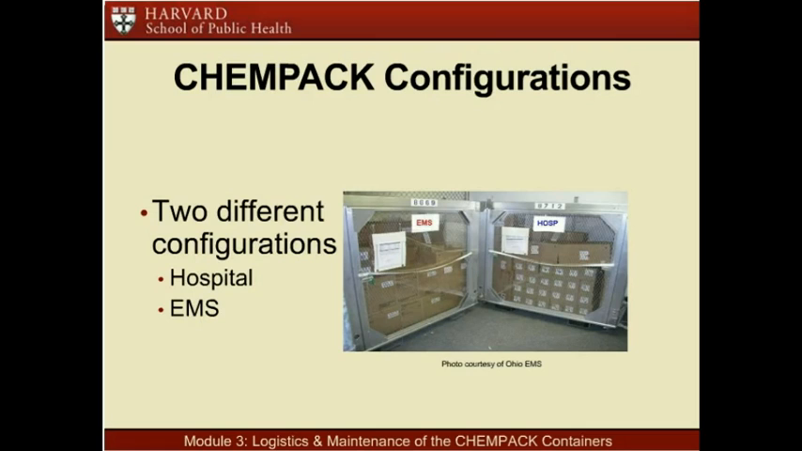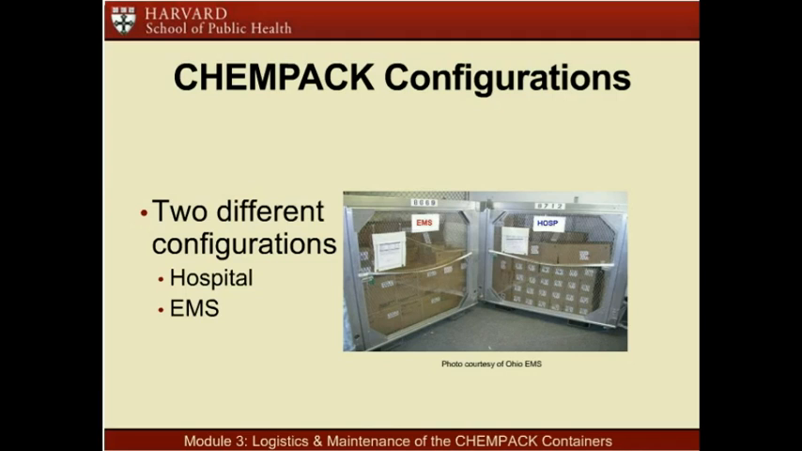Recall from Module 1 that there are 2 different configurations of CHEMPACK containers: hospital-configured containers and EMS-configured containers. In Connecticut, fire departments, the Department of Public Health, and hospitals serve as host facilities. Both configurations include antidotes for use by field responders and hospitals, just in different quantities. The EMS containers are configured to include more of the supplies that would be needed by emergency medical services for field response to a nerve agent incident, namely pre-filled auto-injectors that are easier to use in the field. The hospital containers are configured to include more of the multi-use vials for precision dosing and long-term care.